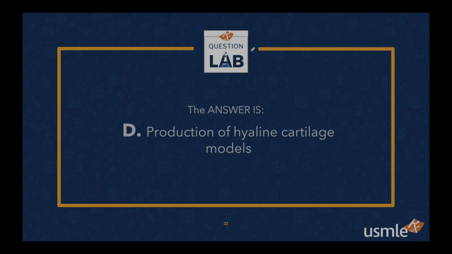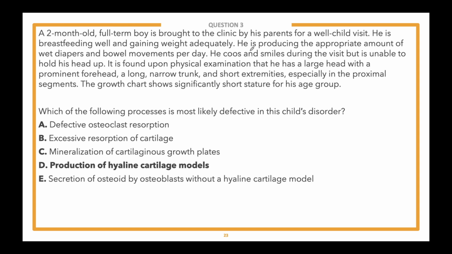Yeah, definitely a tough question. So this is a 2-month-old boy with, as we mentioned, a large head with a prominent forehead, short limbs, and short stature, okay? So automatically, hopefully you guys are thinking of a condition called achondroplasia, okay? Specifically, achondroplasia causes shortening of the limbs in the proximal segments, especially of those long limbs, okay? You get macrocephaly with frontal bossing, which is what explains his large head and large forehead.